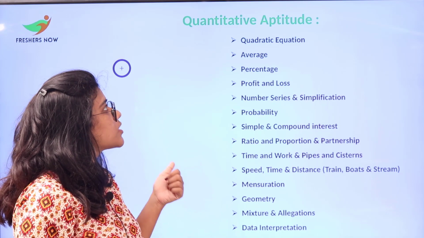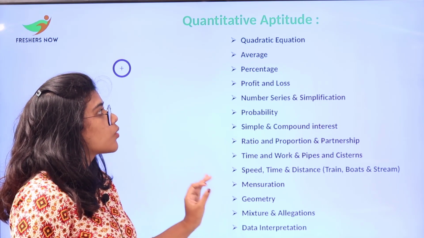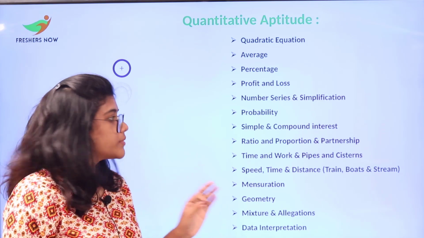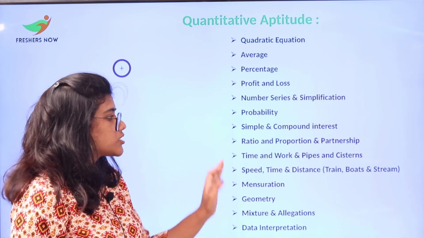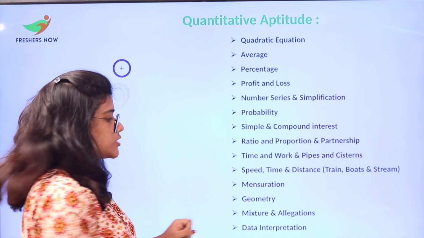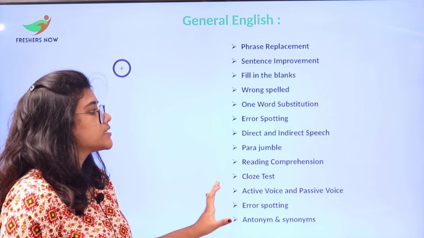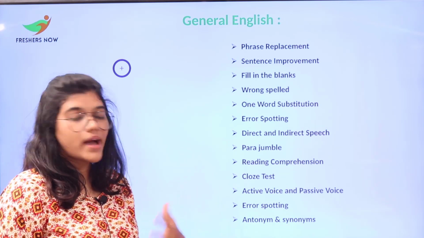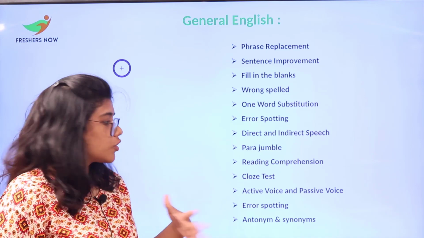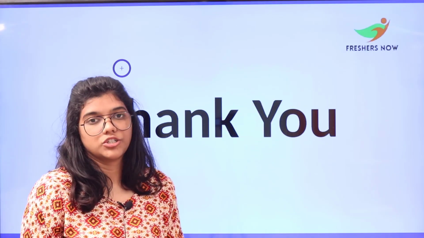The next section is the quantitative aptitude section. For this section, the topics are quadratic equations, profit and loss, number series, simple and compound interest, ratio and proportion and partnership, speed, time and distance, geometry, mixtures and allegations. For the general English section: sentence improvement, direct and indirect speech, para jumbles, reading comprehension, cloze test, active and passive voice, antonyms and synonyms, fill in the blanks, etc.